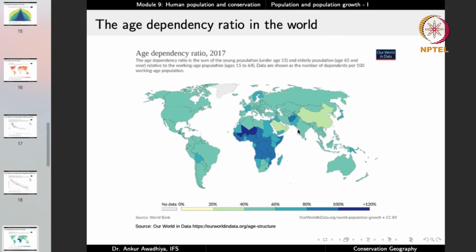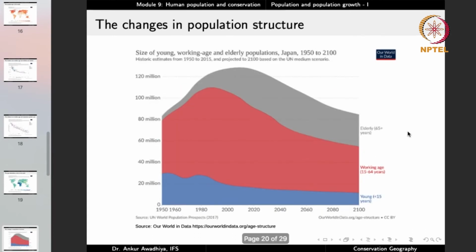But it is also high in those countries where you have a large fraction of population that is old, countries like Japan or certain European countries. So that is the age dependency ratio, and the age dependency changes with time. So if we take a particular country, say Japan, this chart shows how the age structure in the Japanese population has been changing with time.